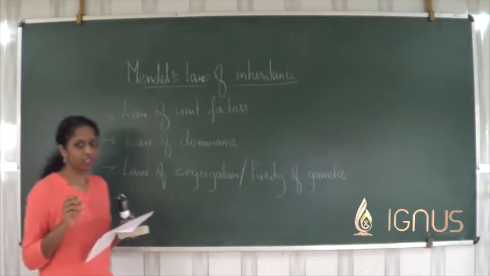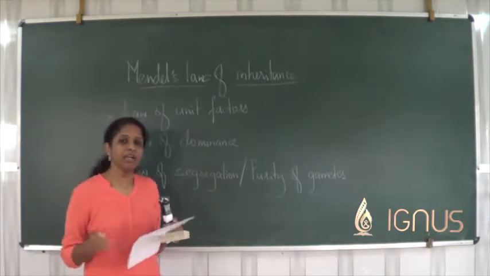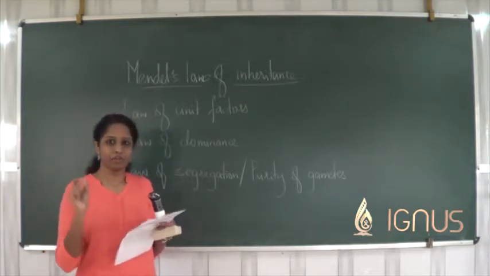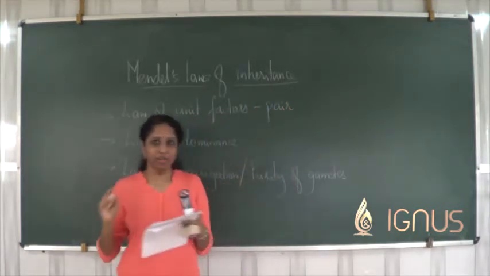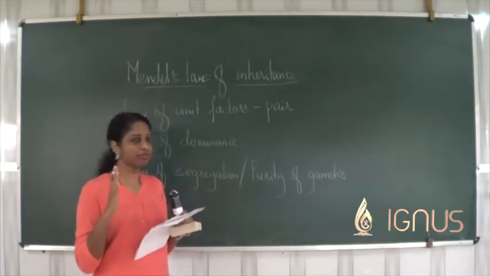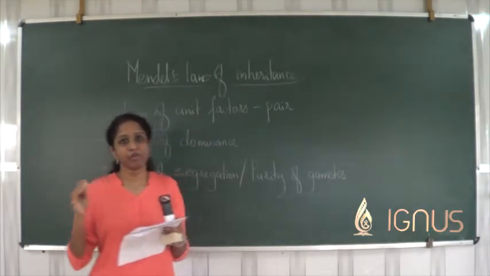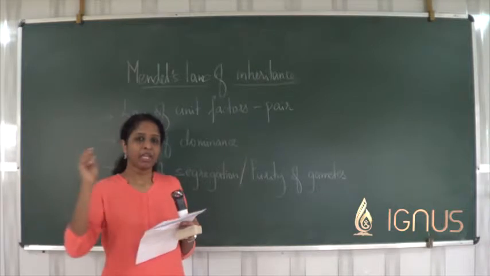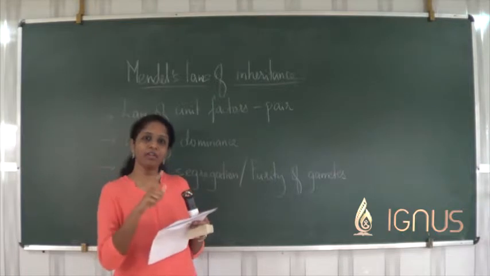Coming to the first law, the law of unit factors, what the law states is that any character that you find, any phenotype that you find, is controlled by a pair of factors. So there are two of them, you have a pair. A pair of factors control a character. And during gamete formation, you know that gamete formation occurs when the parents are going for fertilization. During gamete formation, each gamete will get one from the pair.